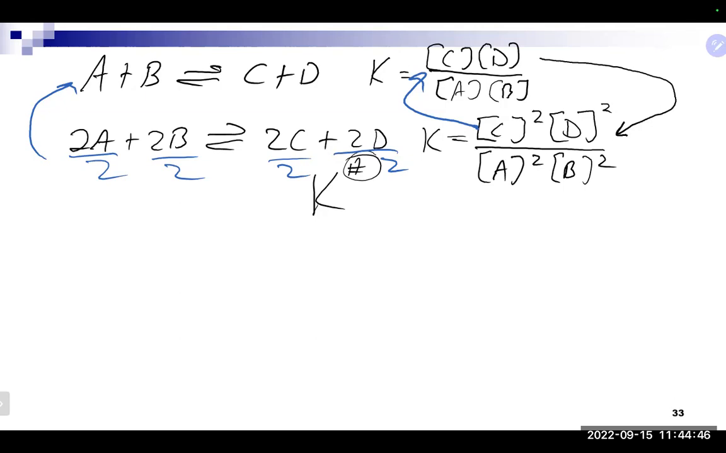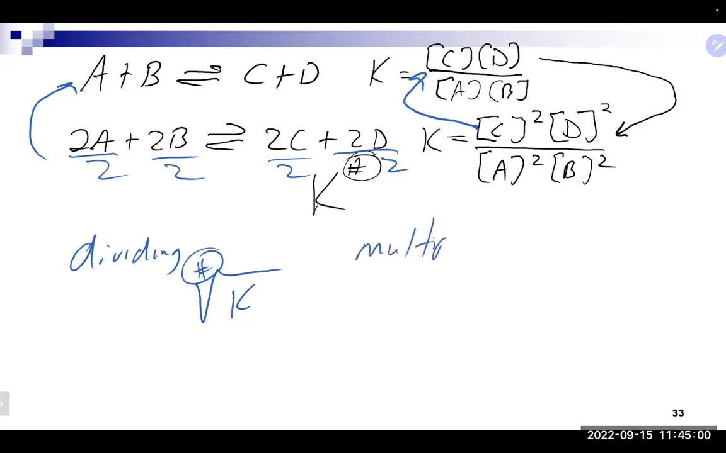So if you are dividing, you basically take the k value to whatever you divided by, basically the root of it to that number. And if you are multiplying, you again take the number there like that. Any questions on those different ways to manipulate equations?